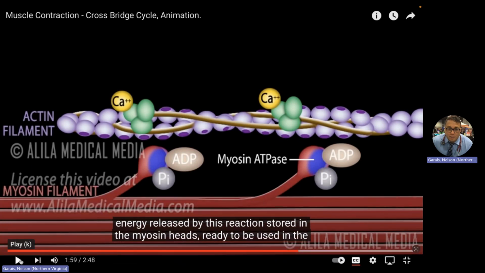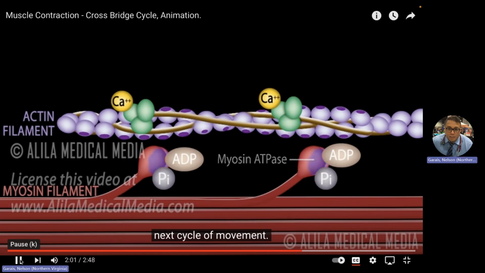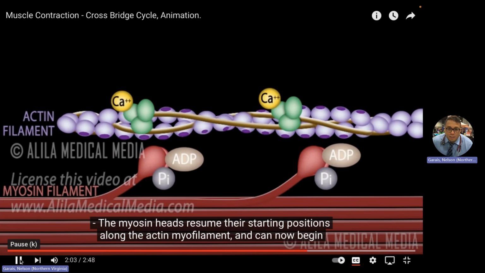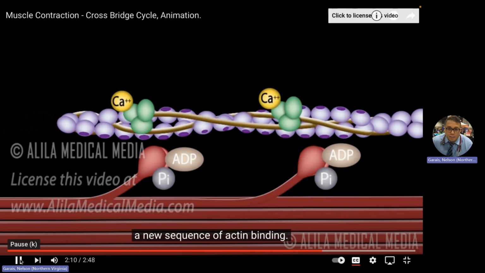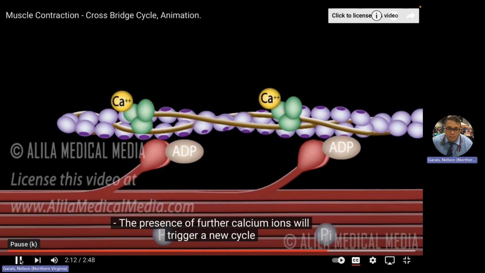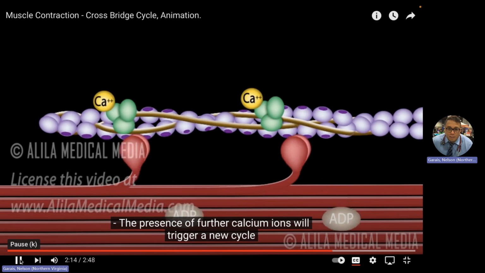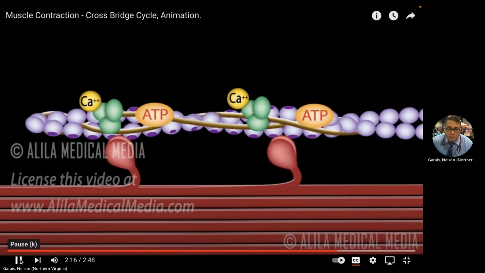Now, did you notice that there was an ATPase? So ATPase is an enzyme. It breaks down the ATP so that we can get at the high energy phosphate bond used in the next cycle of movement. The myosin heads resume their starting positions along the actin myofilament and can now begin a new sequence of actin binding. The presence of further calcium ions will trigger a new cycle.